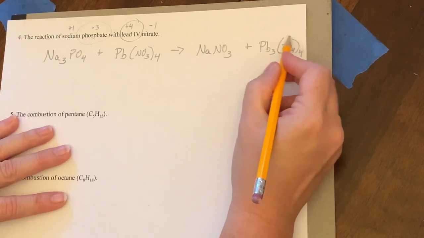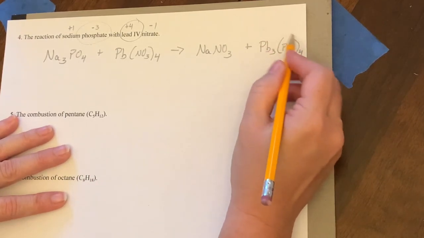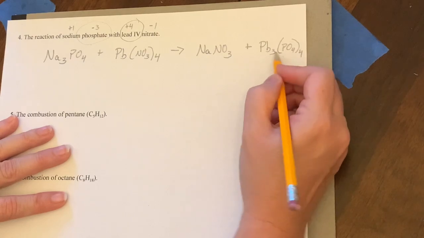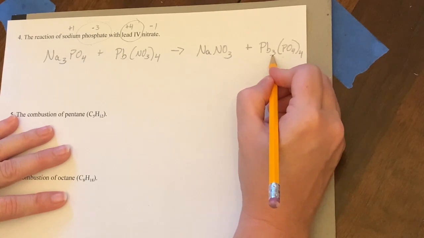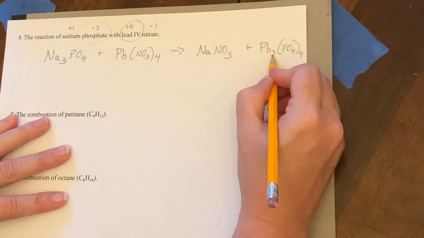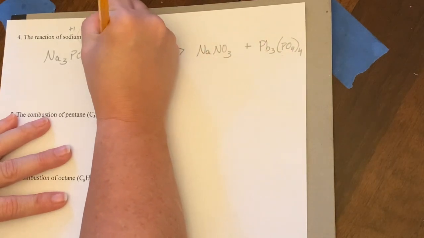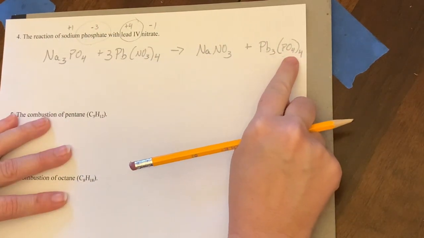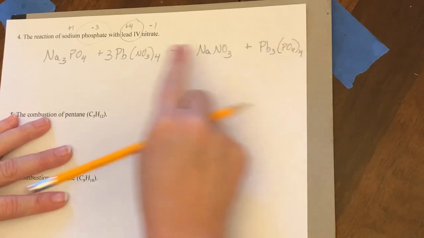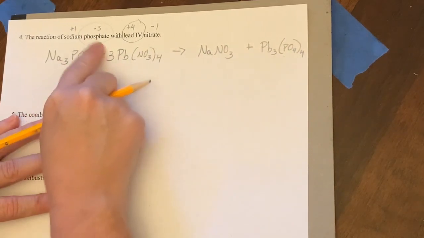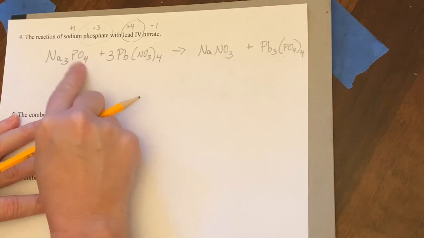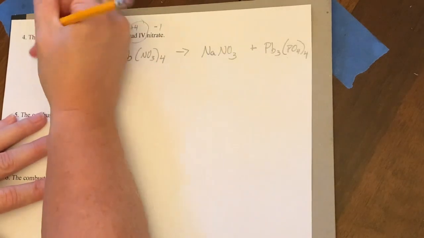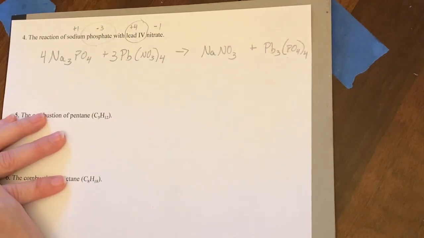All right, so I want to start by looking here at my lead phosphate. I have 3 leads right here, so I'm going to go ahead and put a 3 there. I have 4 phosphates on the right, but I only have 1 phosphate on the left. Remember, phosphate is PO4. So I'm going to put a 4 there. All right, great.